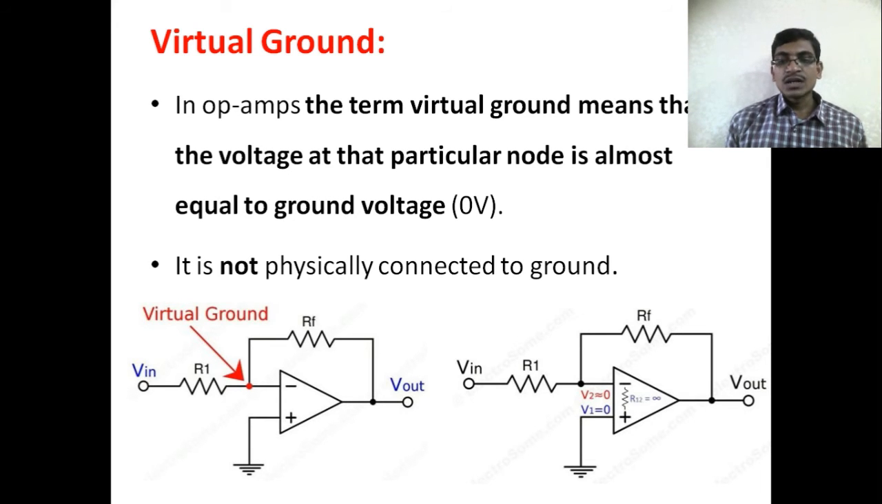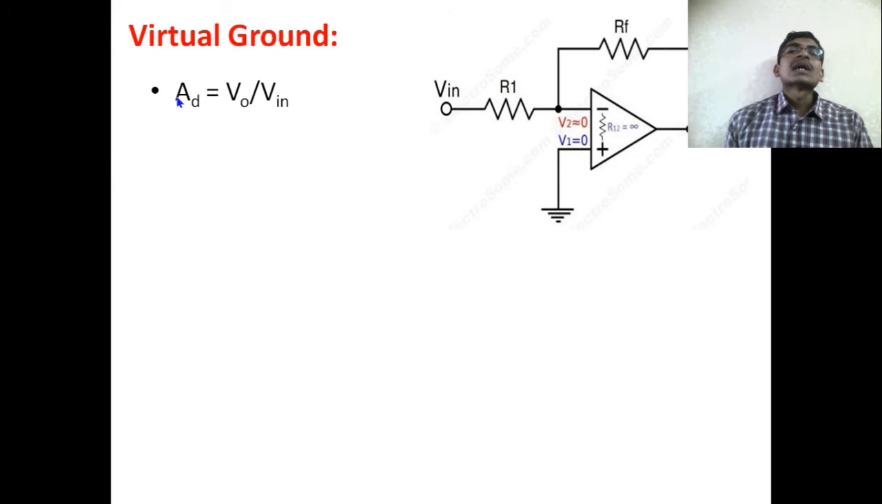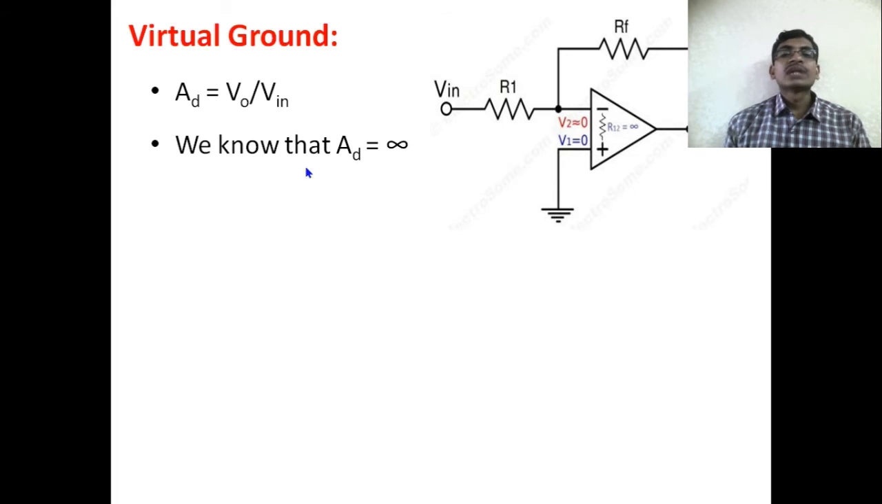Why does this happen? Because the input impedance of our operational amplifier is high, and also we have one more derivation in order to get the virtual ground concept. We know that the open loop gain or differential gain of our operational amplifier, AD, is equal to V0 by VIN, where V0 is the output voltage and VIN is the input voltage for our operational amplifier. And we know that the differential gain AD of an open loop op amp is infinity.